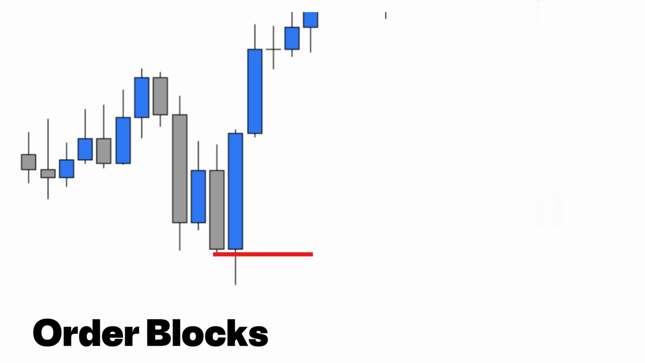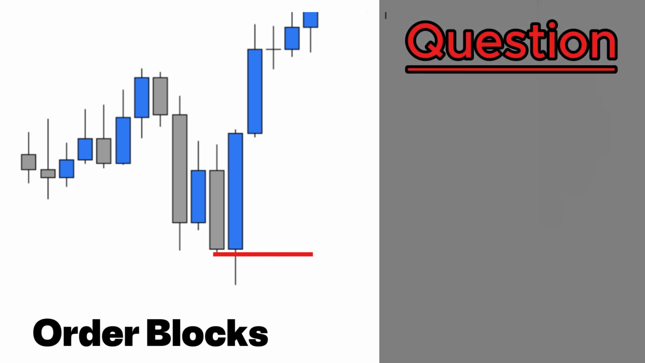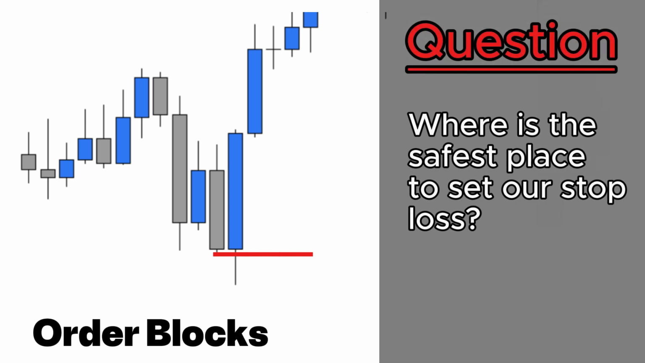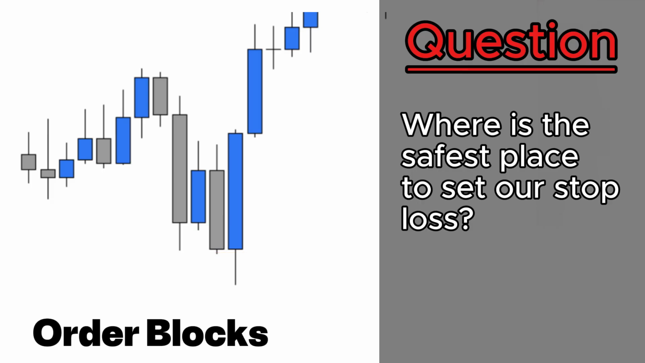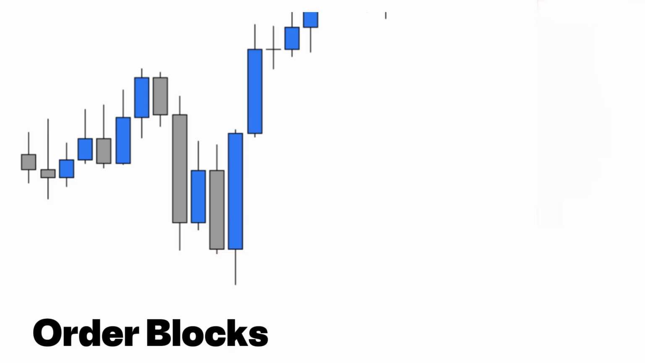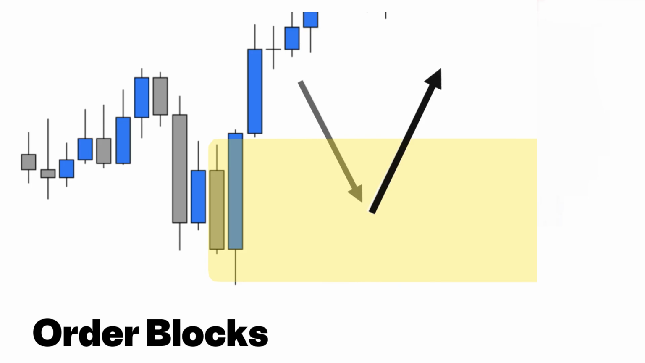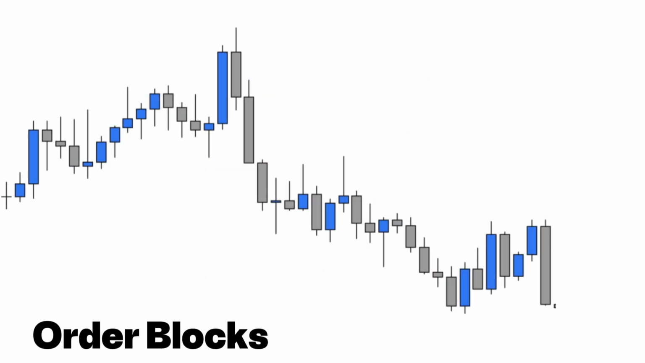This brings up an important question. If we're planning to place a buy limit at this order block, where is the safest place to put our stop loss? The safest location is below the wick where their move originated, because if price breaks below that point, the setup is no longer valid. For that reason, we extend our order block to include this wick as part of the zone. From there, we wait patiently for price to retrace back into that area and look for trading opportunities when the conditions align. Here's another example.